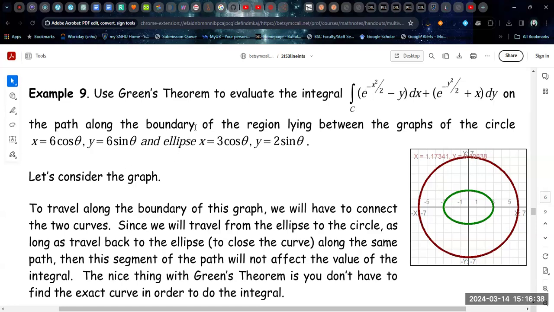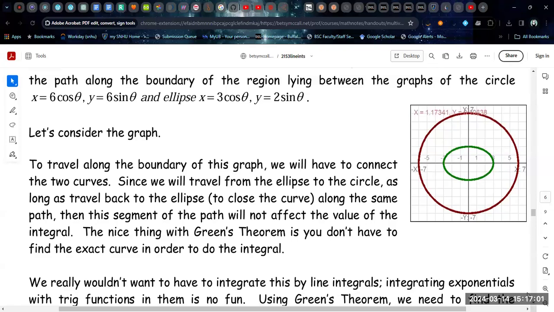Now, we also want to do this along the path of the boundary of the region lying between the two graphs of the circle of radius 6, (6 cosine theta, 6 sine theta), and the ellipse, (3 cosine theta, 2 sine theta). So this is our graph. Again, it's outer circle, inner ellipse.